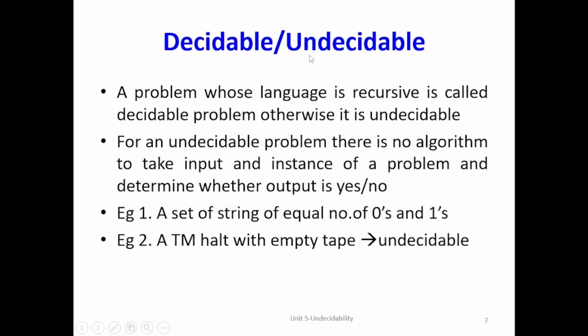A decidable or undecidable problem is determined by whether its language is recursive. If the language is recursive, it is called a decidable problem. If it is not recursive, then the problem is considered an undecidable problem. For an undecidable problem, there is no specific algorithm for a certain type of inputs. We can only make an assumption for a particular situation. For example, a set of strings with an equal number of zeros and ones. It may start with 0 and end with 1, start with 1 and end with 0, or other combinations. So we cannot predict it. These come under undecidable problems.